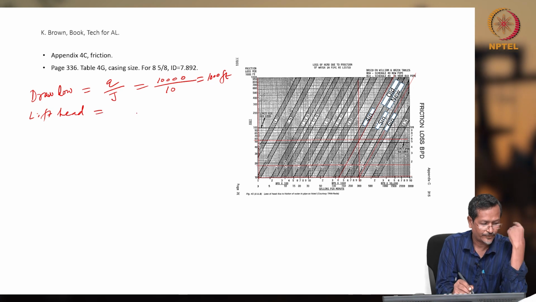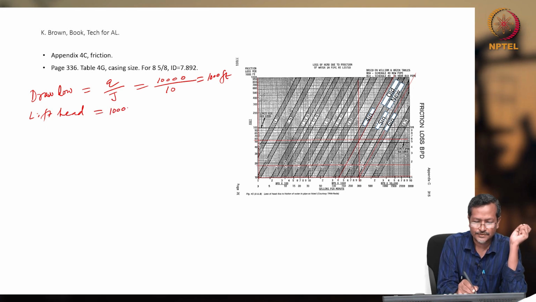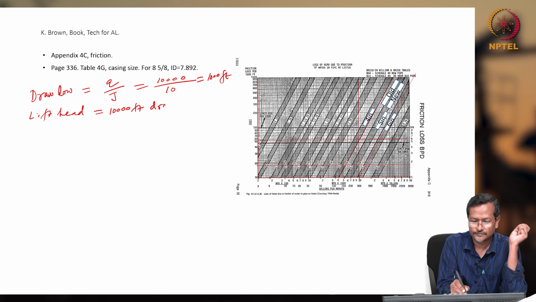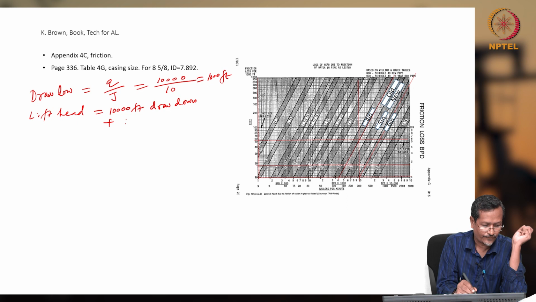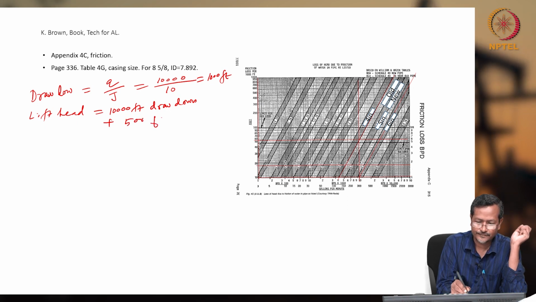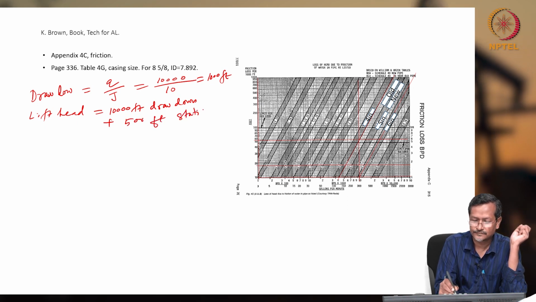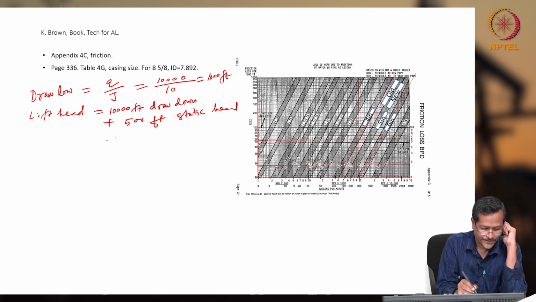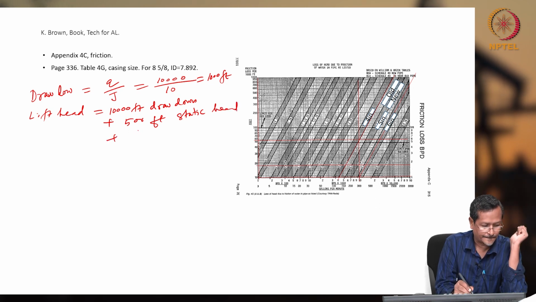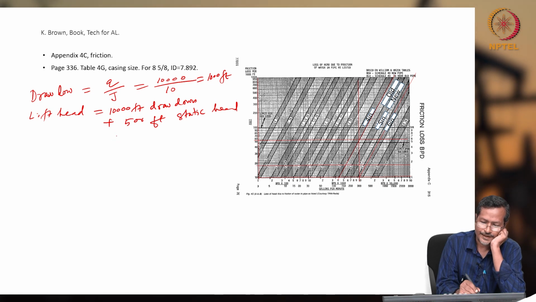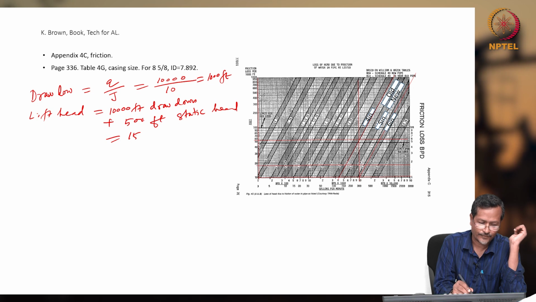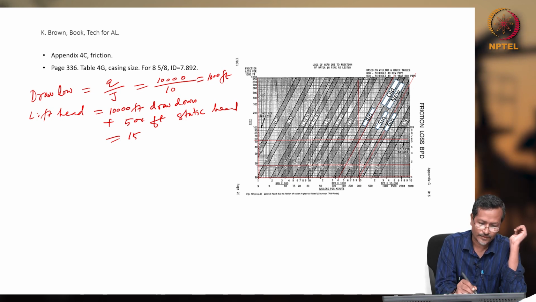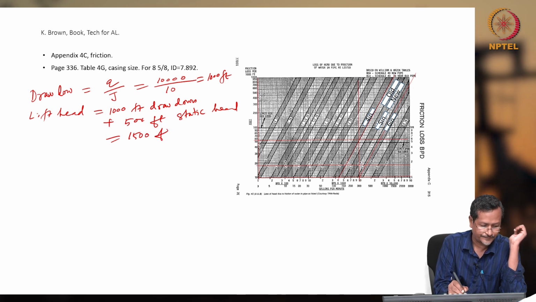Lift head means 10,000 feet of drawdown, plus 500 feet static head. Okay, static head and that drawdown, that is total 1500 feet.